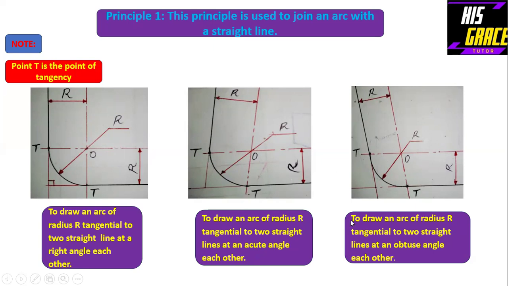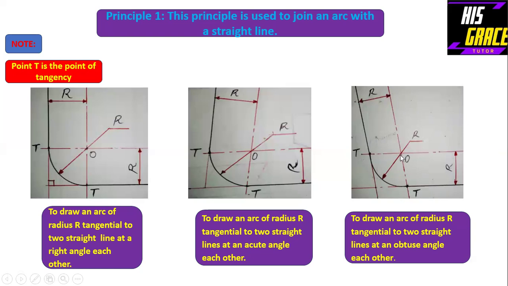Then the next one that we have is to draw an arc of radius r tangential to two straight lines at an obtuse angle to each other. So these two lines are at an obtuse angle to each other. That's an angle that's more than 90 degrees. So having drawn these lines at an obtuse angle to each other, we also need to draw this line parallel to this line, and we also draw this line parallel to this line at a particular distance. I think I use 20 millimeters for each of them from this point. So they intersect at this point O here.